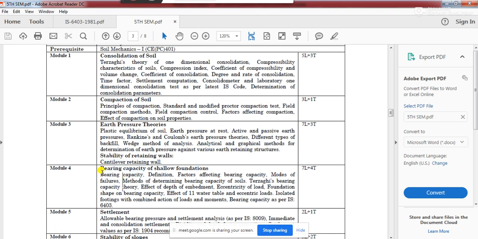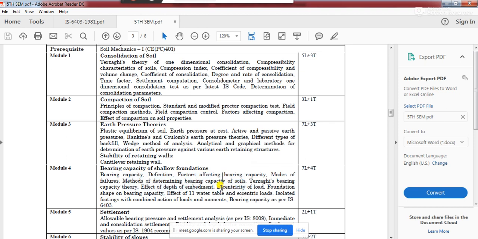Bearing capacity we have discussed: definition, then factors affecting bearing capacity, then modes of failures. What are the modes of failures? Remember, general shear failure, local shear, and punching shear. We have discussed everything. Then methods of determining bearing capacity of soil.